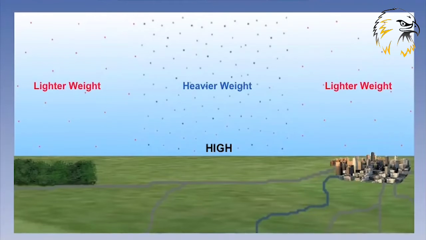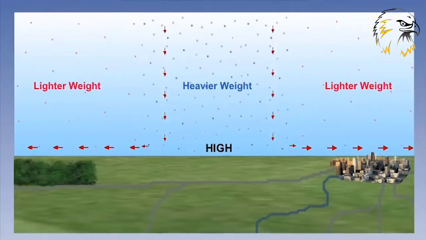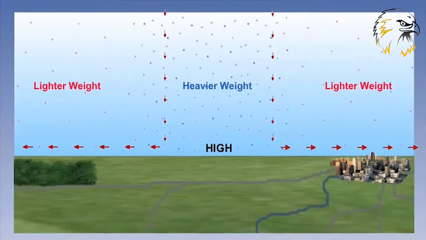To generate a high pressure at the surface, the weight of a column of air must be increased. In other words, there must be a net gain of air to the column. As the surface pressure increases, air will move outwards and away from the high. This will cause a general descent of air towards the surface. This is sometimes referred to as subsidence or sinking air.